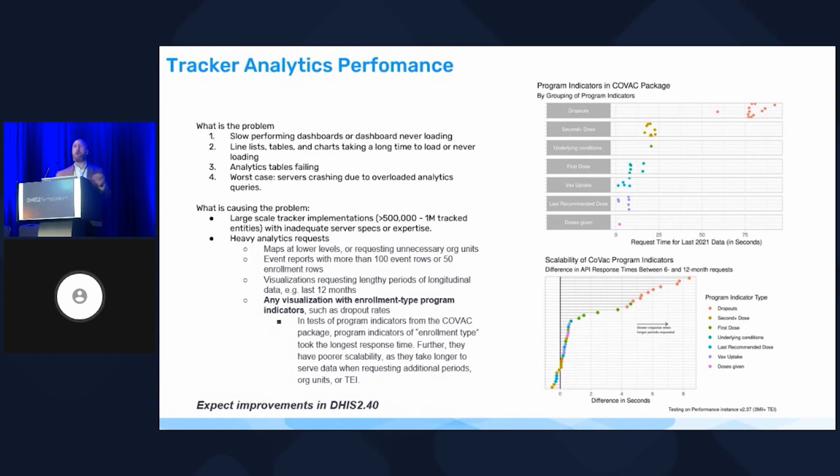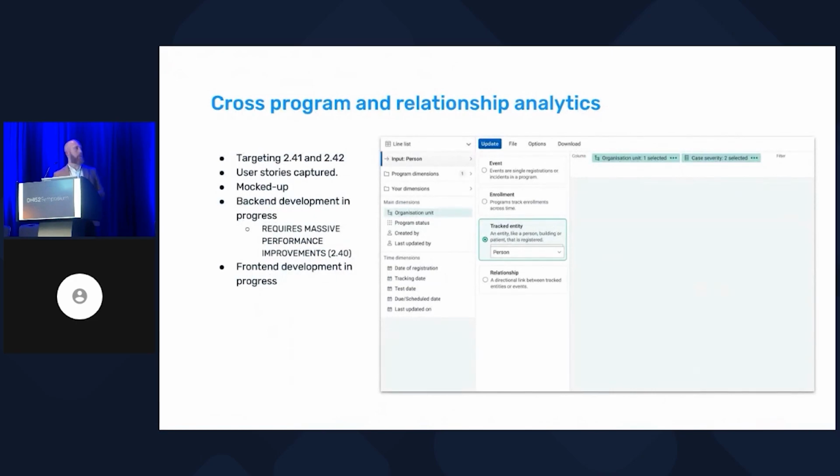Now, if you're under maybe 50,000 tracked entities, probably everything is okay. But as you're getting into the millions of tracked entities, millions of patients, stuff starts to slow down. If you can avoid enrollment type program indicators, I would recommend you do that. We have some guidance documentation on this on our website on some workarounds and some strategies to improve. The point that I'm trying to make is we know it's a problem. It's going to be a huge focus of the work that we're doing in the near future to improve tracker performance, analytics performance. We're also working on cross-program and relationship analytics.